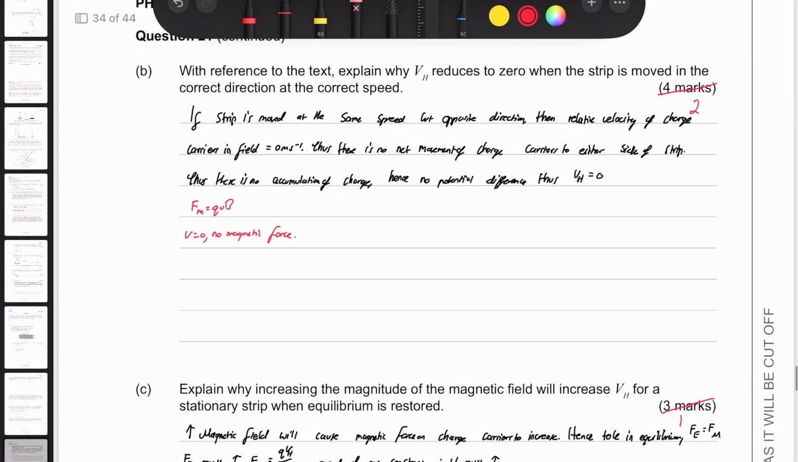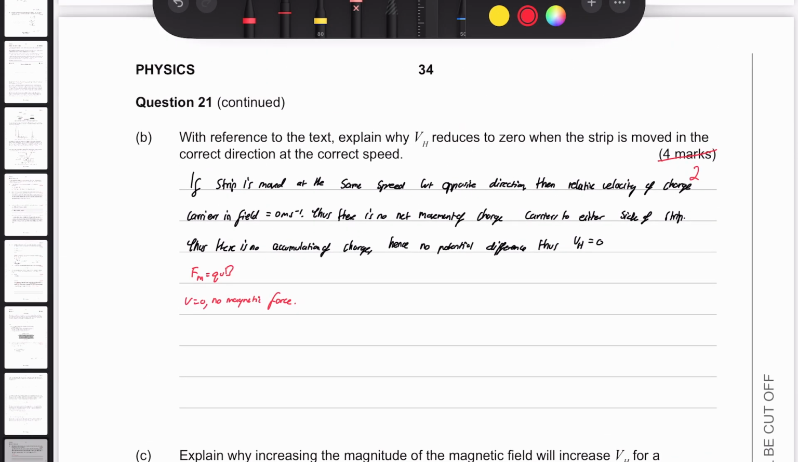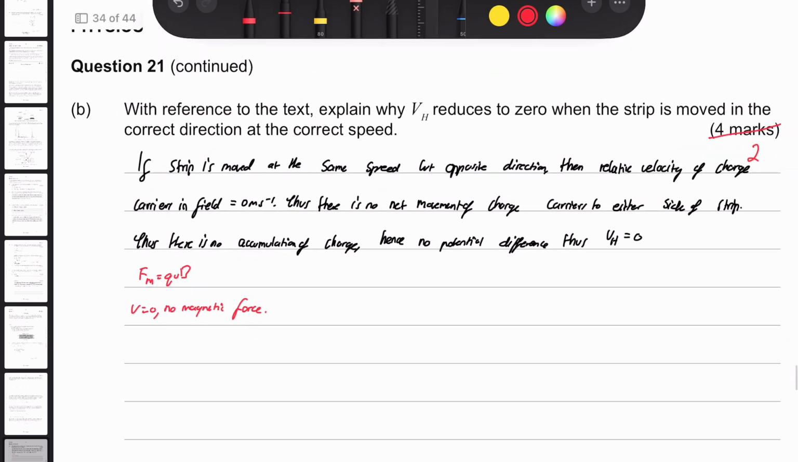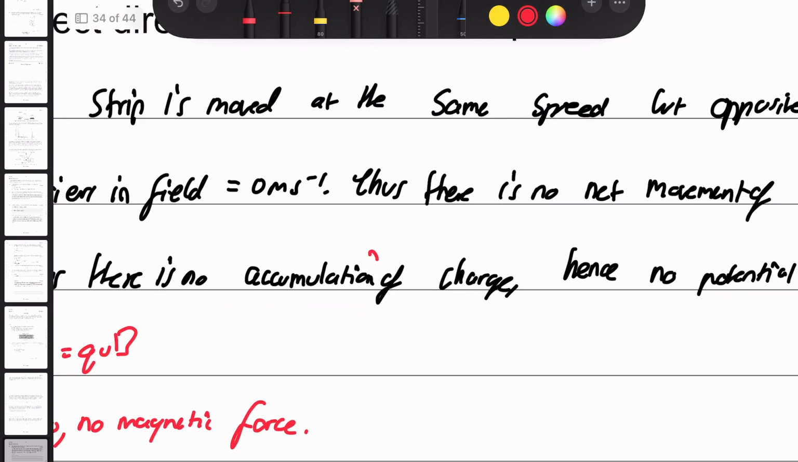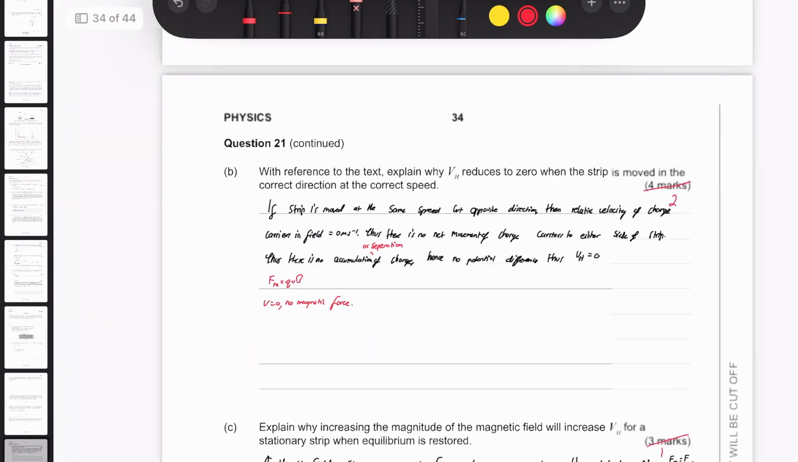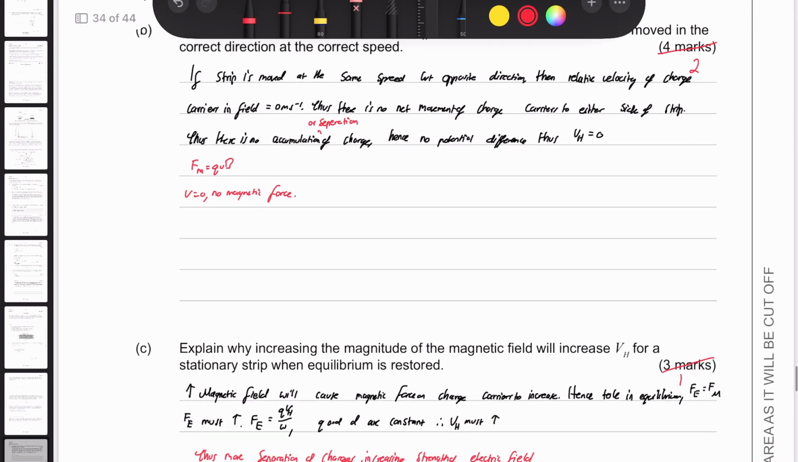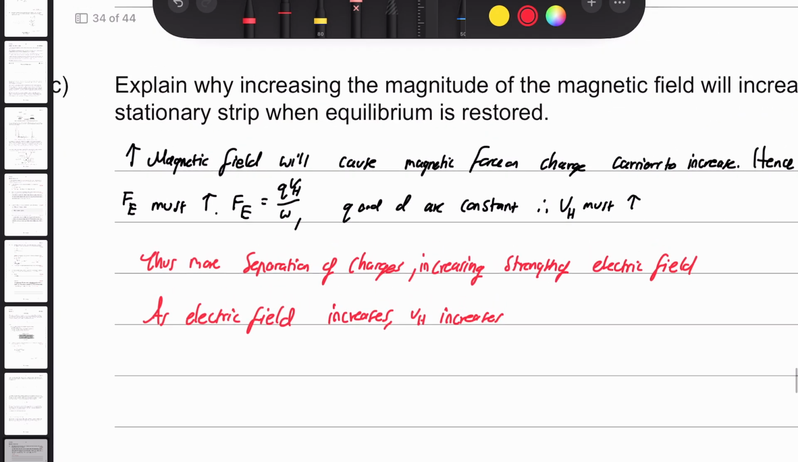Yeah, especially our explanations. It's always the explanations, but yeah. They wanted you to say F_m equals qvB, and then when velocity is 0 with respect to the magnetic field, there will be no magnetic force, so then there's no accumulation of charge, no separation, and no potential difference. So I lost those 2 marks, and then here I lost 2 marks again.